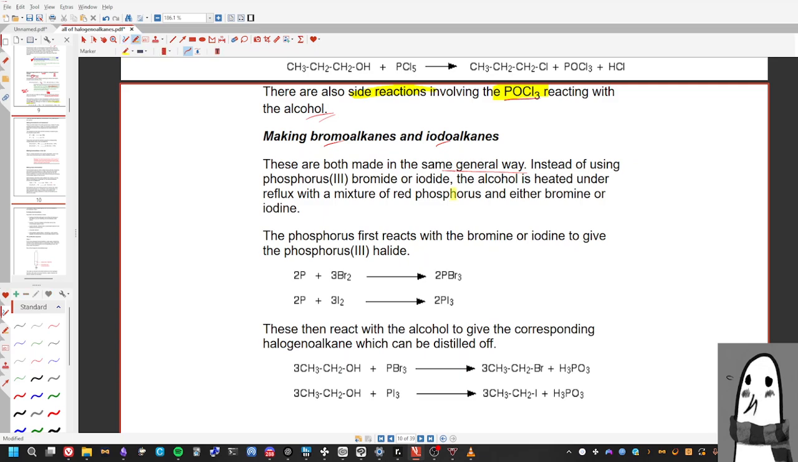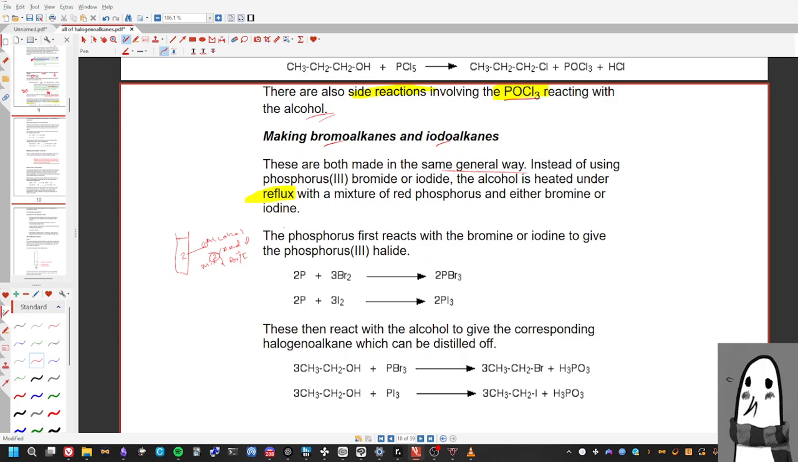Reflux is a weird term, but I'm hoping we're going to learn about what that is when we do the practical. The alcohol is first heated under reflux with the mixture of red phosphorus and either bromine or iodine. So you're going to have that reflux apparatus, you put in the alcohol, and you heat it with a mixture of red phosphorus plus your bromine or iodine, Br or I. These are the things that are going to be inside your reflux as they get heated.